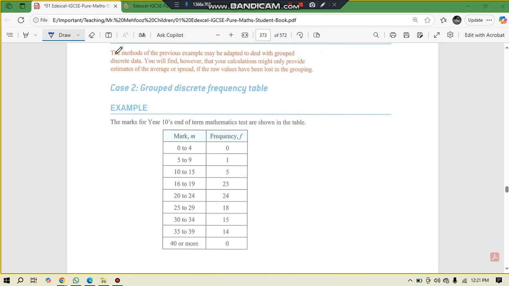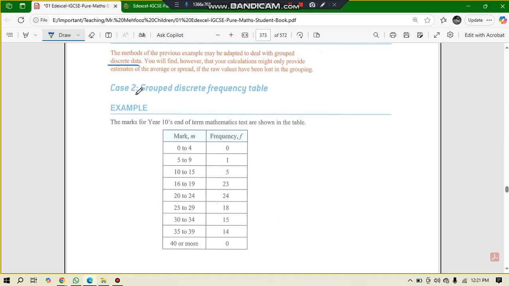Next, the method of the previous example may be adopted to deal with grouped discrete data. We dealt with discrete grouped data in the previous example. You will find, however, that your calculations might only provide an estimate of the average or spread, if the raw values have been lost in the grouping, right? So here is another grouped discrete frequency table.